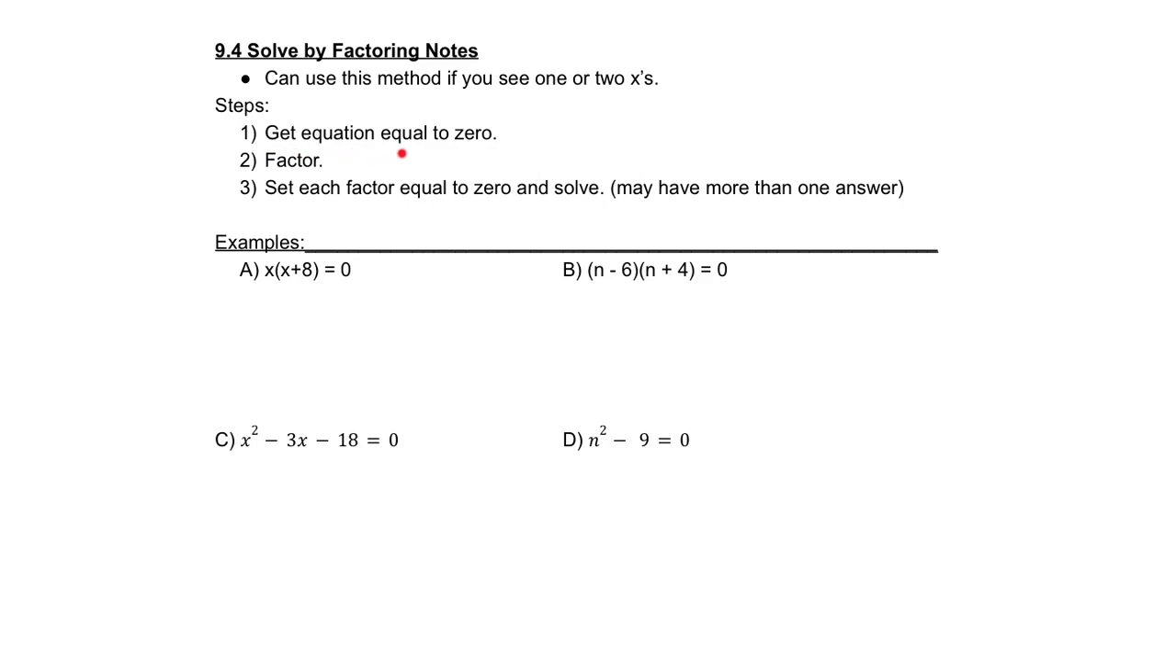The first step is to get an equation equal to 0. These first four examples are already equal to 0. Then we factor if we need to. Now these first two examples are already written in factored form. Remember, factor means to write as multiplication. These other two examples we're going to have to factor first.